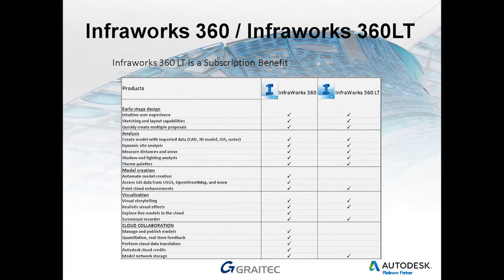So the main differences between Infraworks 360 and Infraworks LT, you can see I've put a nice little list on there. In the model creation section, the full version gives you this automated model creation. I'm not actually going to be showing you that today. I'm going to be working with data that I've got for free. But the automated model will get some USGS data, some OpenStreetMap data, some Bing maps, things like that as well.